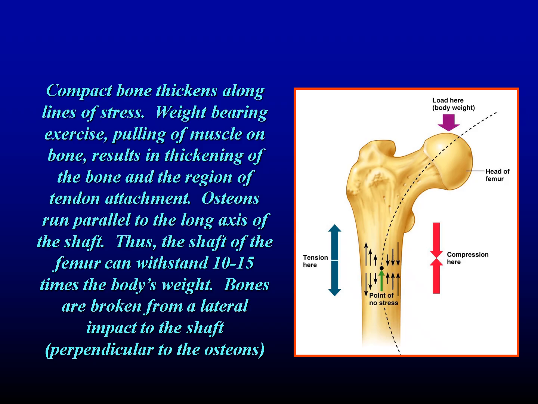Body weight transmitted to the head of the femur threatens to bend the bone along the arc shown by the dashed line in the picture above. The bending compresses the bone on one side, indicated by the two red converging arrows, and stretches it on the other side, shown as blue diverging arrows. Because these two forces cancel each other internally, much less bone material is needed internally than superficially. Thus, the shaft of the femur can withstand 10 to 15 times the body's weight.